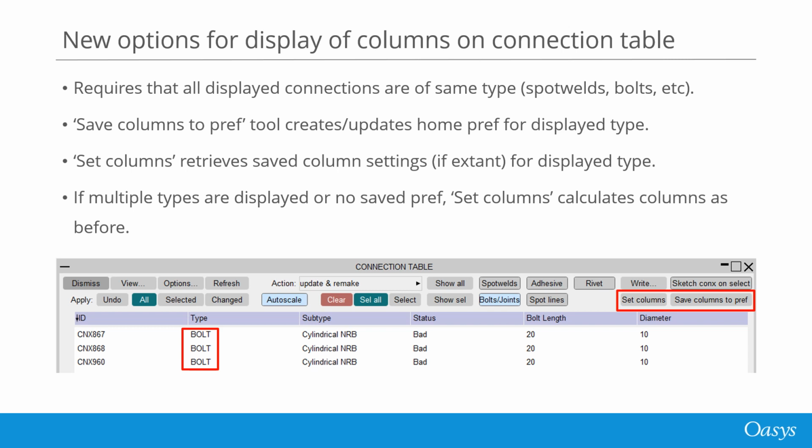In the past, when clicking on the Set Columns button, the columns displayed were those most relevant to the selection of connections on the table. There was no option to save the column settings.